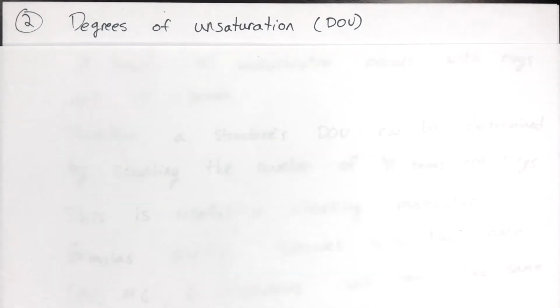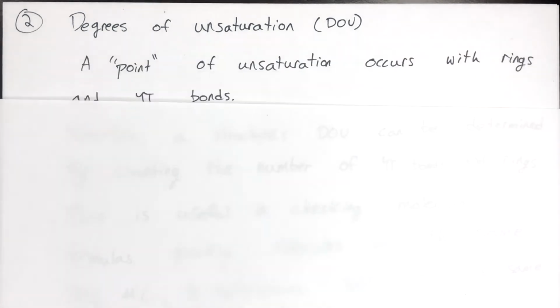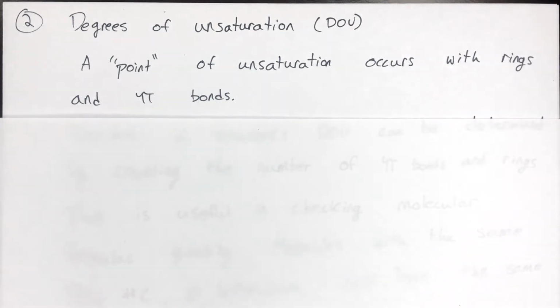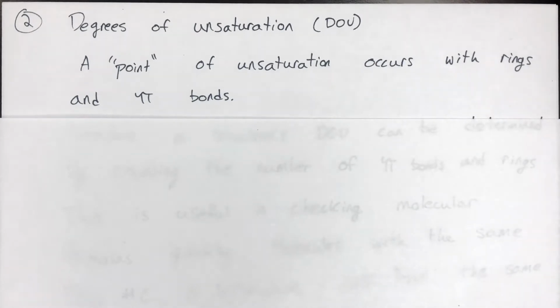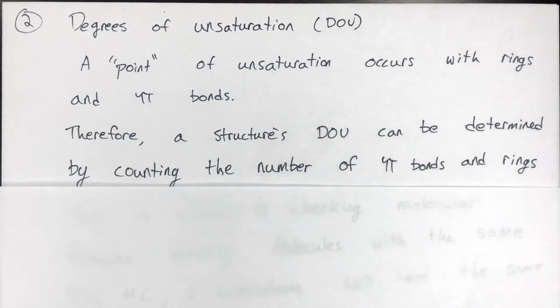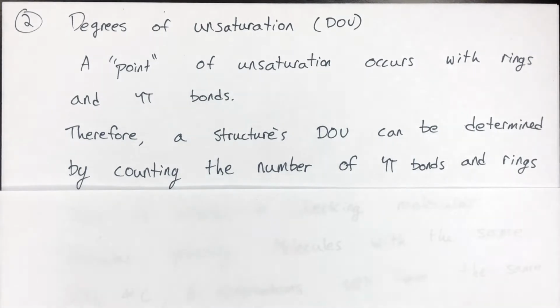All right, the next method for structural isomer determination is counting the degrees of unsaturation. I refer to these as DOU, degrees of unsaturation, and what you need to know is that a point of unsaturation occurs with rings and pi bonds. Essentially, it takes 2 hydrogens to have a point of unsaturation. You need to remove those 2 hydrogens from a fully saturated compound to give that point of unsaturation. So this will make more sense as we go through specific examples, but what this really implies is that you can determine a given structure's degree of unsaturation by simply counting the number of pi bonds and rings.